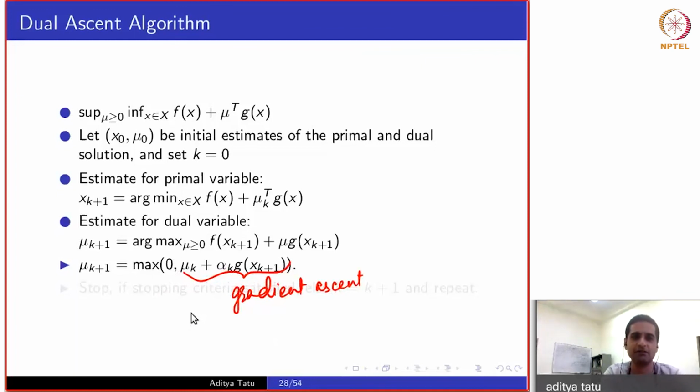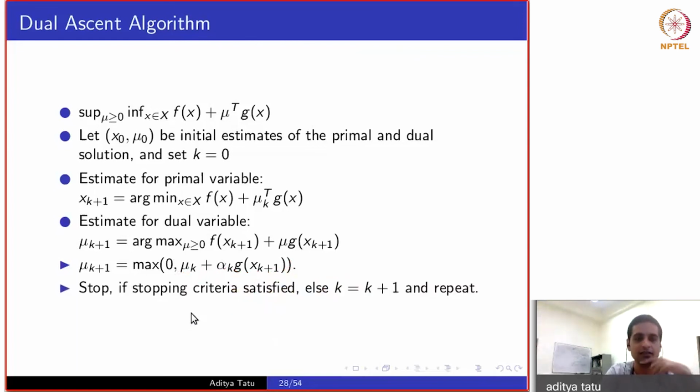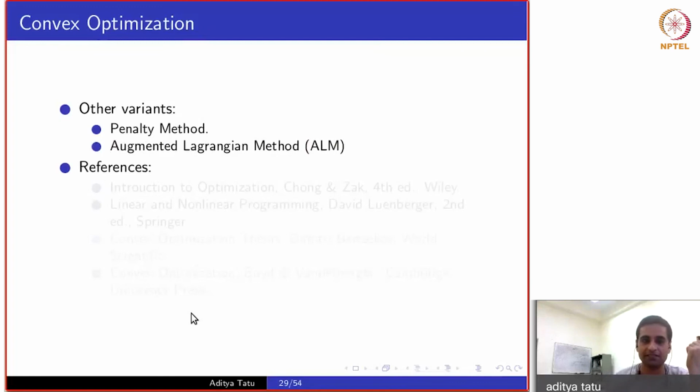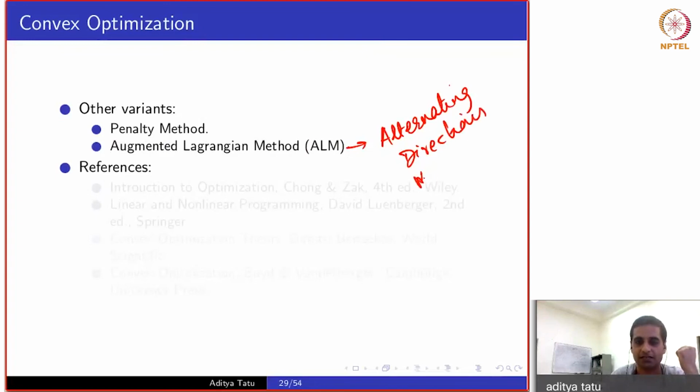Of course, this is a very primitive method in the sense that its convergence speed and all that are not very good. So there are several modifications and variations of this. One is called the penalty method, the other is called the augmented Lagrangian method. Hopefully some of you have heard of it. This is also sometimes called the alternating directions multiplier method. In short, ADMM.